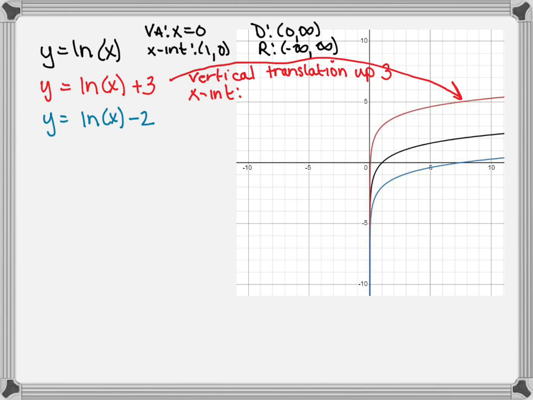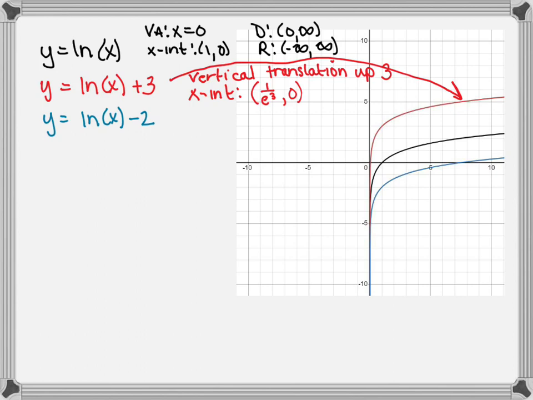And the only attribute that changes from those of my parent function is the x-intercept. So the vertical asymptote remains the same, the domain and range remain the same, but the x-intercept for this red function becomes 1 over e cubed, comma 0.